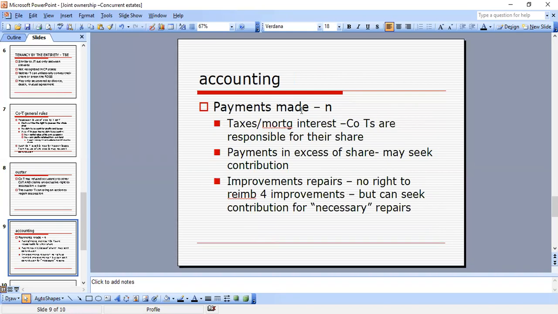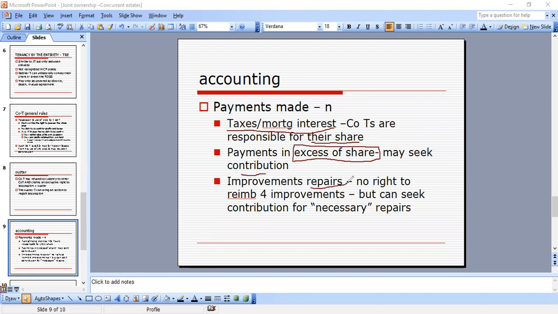Accounting, payments made: taxes, mortgage interest, co-tenants are responsible for their share. This is so much on MBEs and it's so hard for me to memorize. But taxes and mortgage interest, a co-tenant is responsible for their share of the taxes and mortgage interest on the property. Payments in excess of share: let's say they pay more than their share of the taxes or the mortgage, they may seek contribution from the other co-tenant.